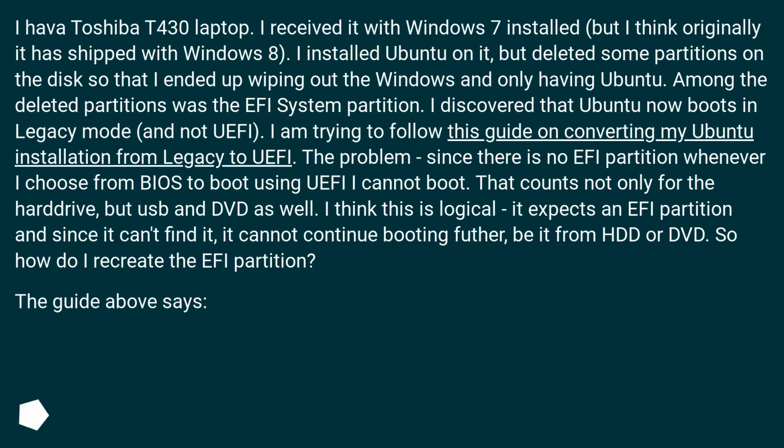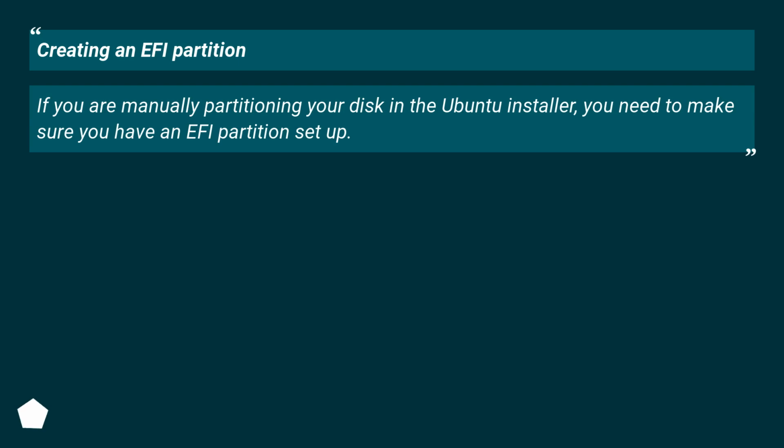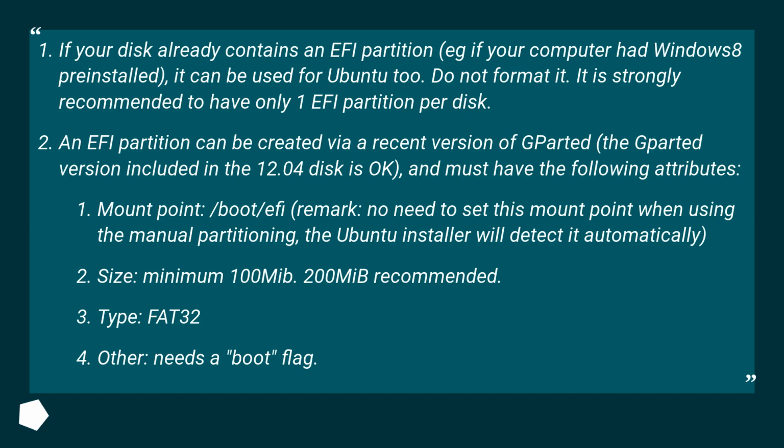The guide above says: Creating an EFI partition. If you are manually partitioning your disk in the Ubuntu installer, you need to make sure you have an EFI partition set up. If your disk already contains an EFI partition, e.g. if your computer had Windows 8 pre-installed, it can be used for Ubuntu too. Do not format it. It is strongly recommended to have only one EFI partition per disk.